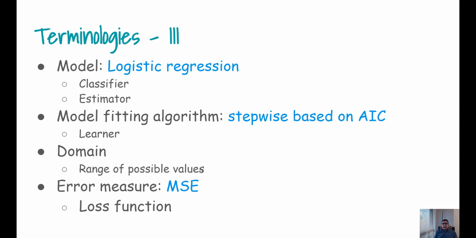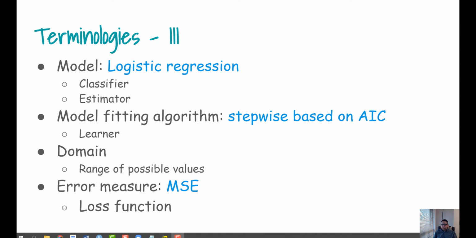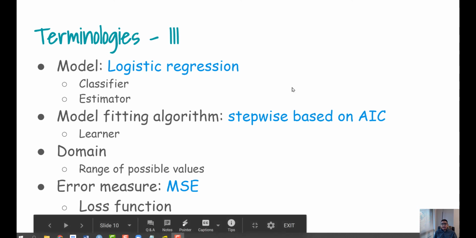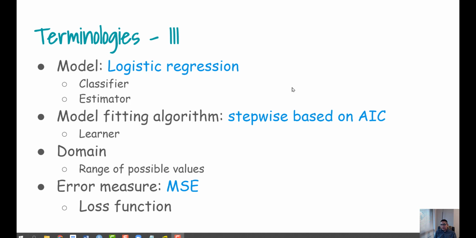The other examples are what we call a model. The machine learning literature calls it a classifier or estimator. The model fitting algorithms are known as learners in the machine learning literature. Also, the domain is known as the range of possible values, and for the type of error measure that we use, such as the mean squared error and things like that, we usually call it a loss function.